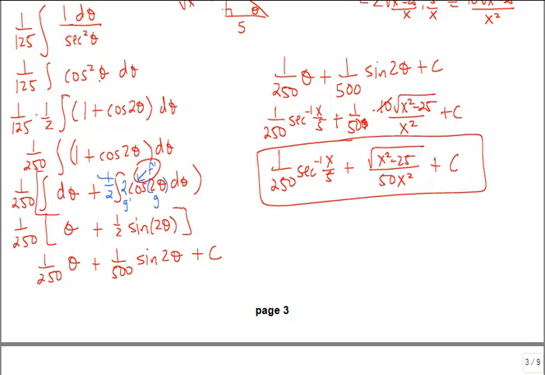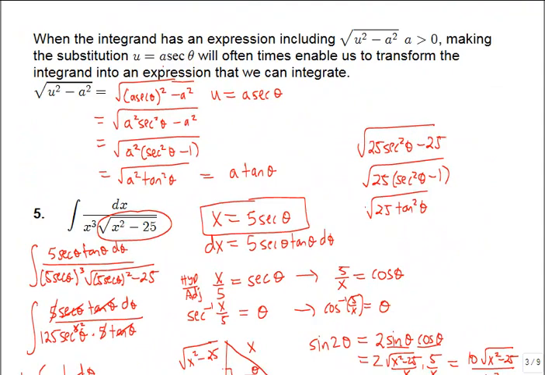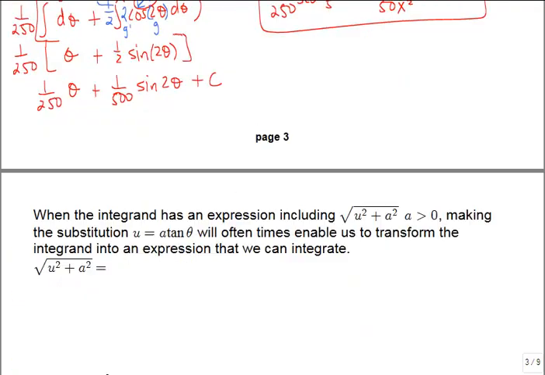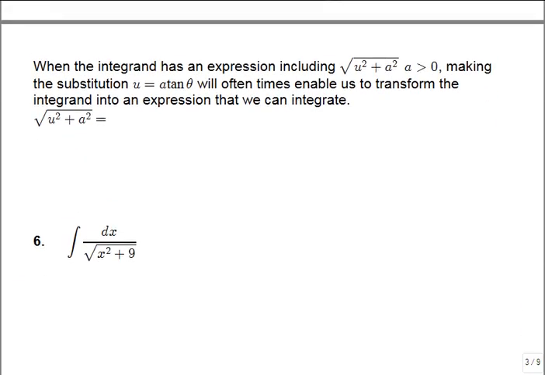Okay, so use secant theta when it's your variable squared minus your constant squared. Use a sine theta when it's your constant squared minus your variable squared. The last type of trig substitution that we're going to need to use is when you have something of the form u squared plus a squared. So this is the only one that involves a sum. The other two both require having subtraction.